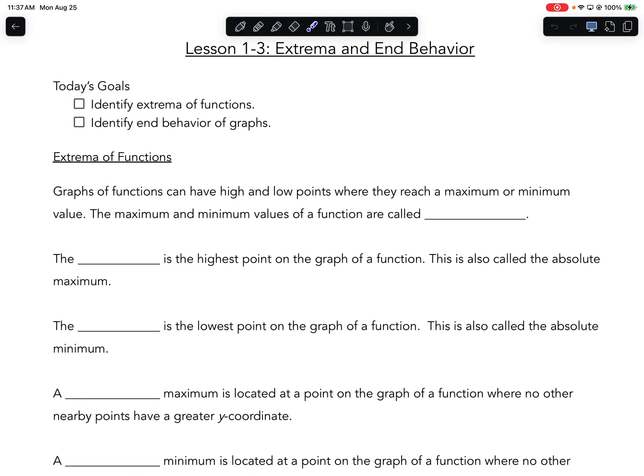So functions on the extremes, right? End behavior, what's happening at the end of functions. So talking about extrema of functions initially, graphs of functions can have high and low points where they reach a max or min. Max and min values of a function are called extrema. First blank spot, extrema.